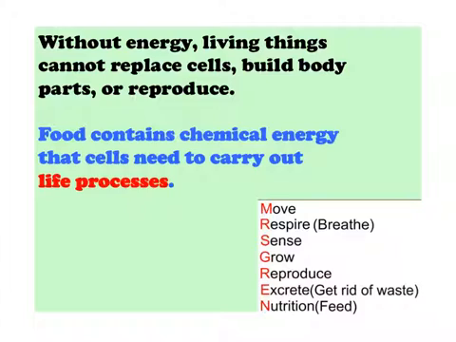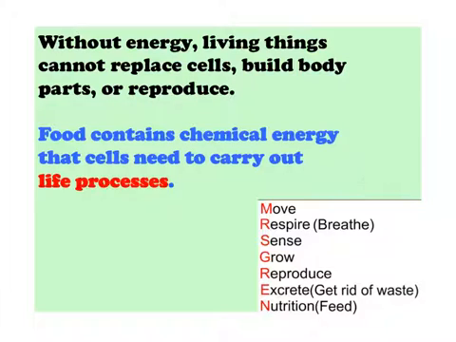When plants create that food or glucose or sugar, it contains all that chemical energy that all of its cells need to carry out its life processes. So remember how we talked about all organisms have life processes, things that make them alive. Without energy, all those living things can't replace cells or build body parts or reproduce. So here's a list of all of the life processes you've been learning about since the first quarter.